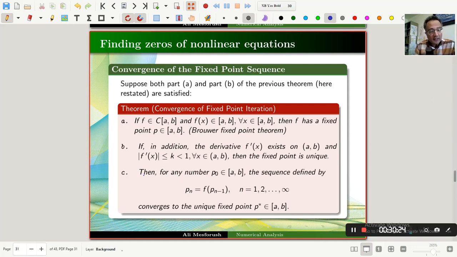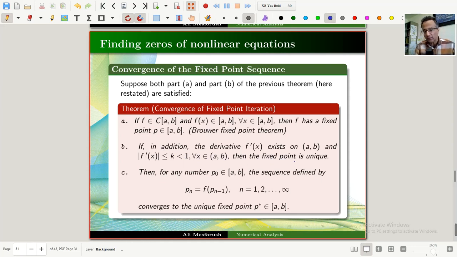Now let me complete the fixed point theorem, and consider a new condition for the convergence to the unique fixed point. We had the first two parts before. If f belongs to C of [a,b], and f of x belongs to [a,b] for all x in [a,b], then f has a fixed point. This is the existence of the fixed point. We have proved it. And in addition, if the absolute value of f prime of x is less than or equal to k and k is less than 1 for all x in [a,b], then the fixed point is unique.